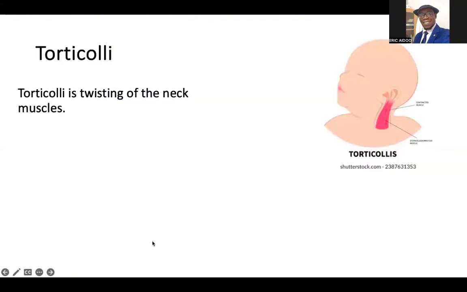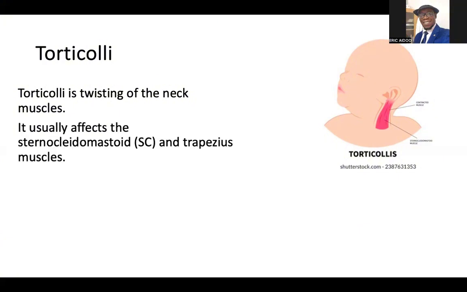So what is torticollis? This is the twisting of the neck. Tort actually stands for twisting, and colli has got to do with the neck. So, twisting of the neck, and this has got to do with the muscles of the neck, especially the sternocleidomastoid and then the trapezius muscles. As indicated here, it affects the sternocleidomastoid and then the trapezius muscle.